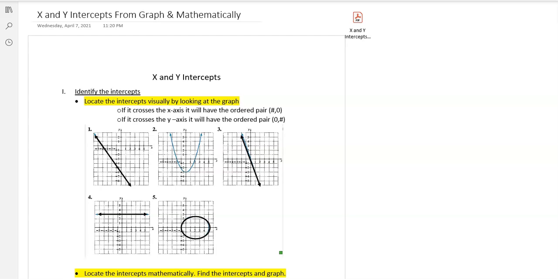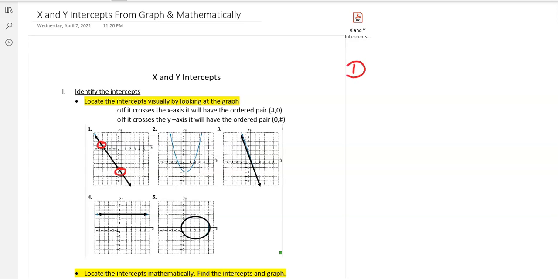First of all, we need to know how we write our ordered pairs. So if a line crosses the x-axis, it will have an ordered pair with a number first and then a 0. If it crosses the y-axis, it will have an ordered pair with 0 in the x spot and then the number for the y. So by looking at these graphs here, we can locate where they are crossing the axis, wherever they cross the x and y axis.